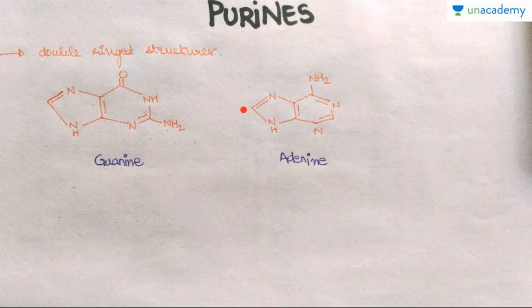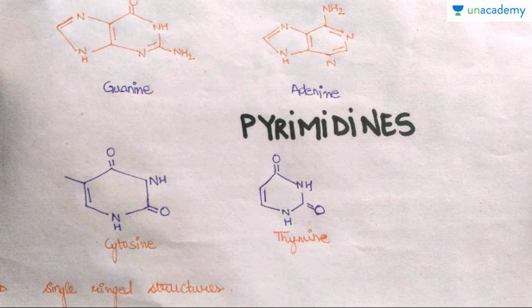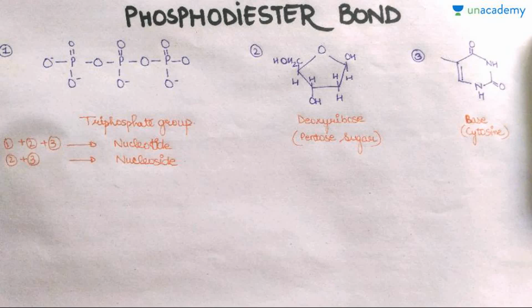So adenine and guanine, purine. Why? Because these are double ring structures. What are pyrimidines? As you can see, these are single ring structures. You can see only one ring in both the structures. This is the cytosine and this is thymine. Of course, they too have nitrogen in their structures. Therefore, these are also referred to as the nitrogenous bases.